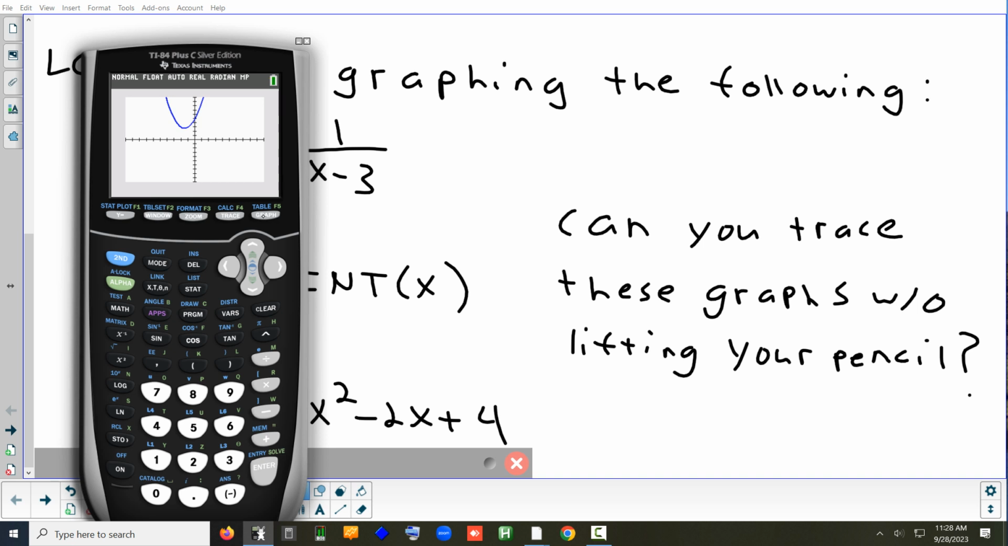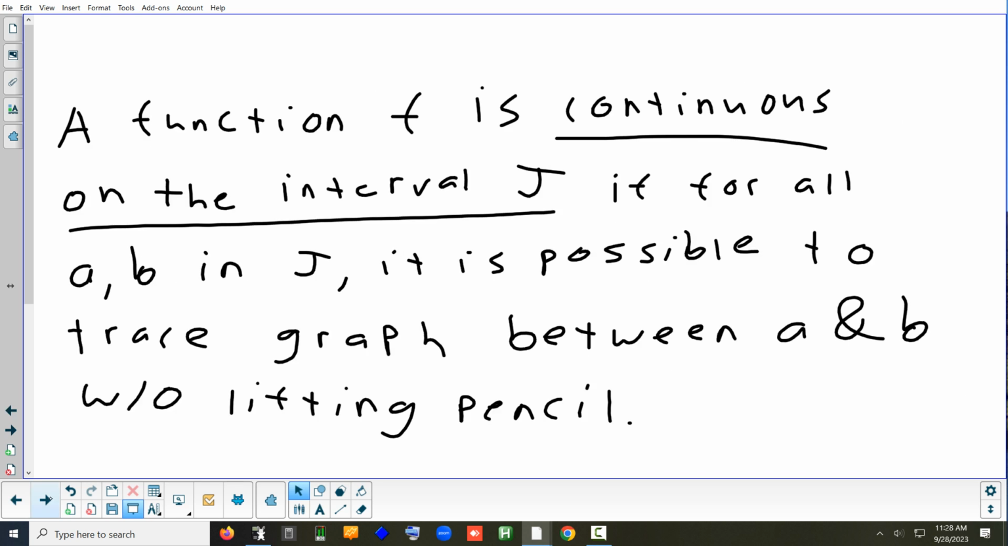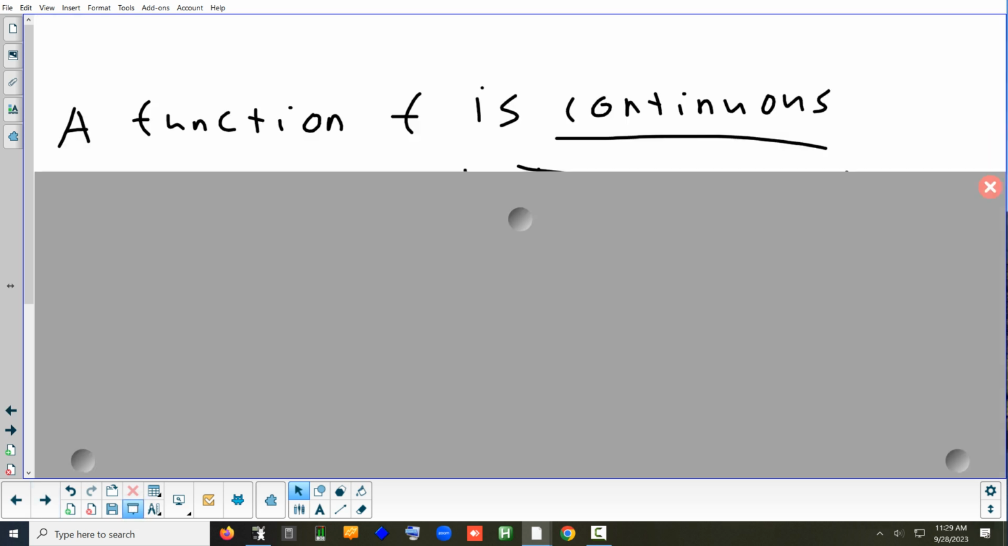Now, how about that? Is that continuous? It appears to be. Yeah, that's a parabola. You could trace the whole graph and draw it without lifting up your pencil. So the first two are not continuous, and the last one is. Learning which graphs are continuous and discontinuous is really just kind of practice.